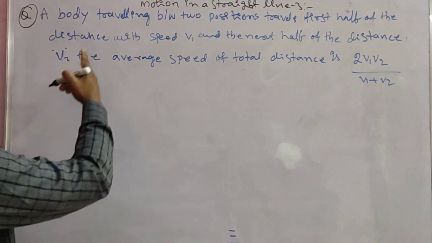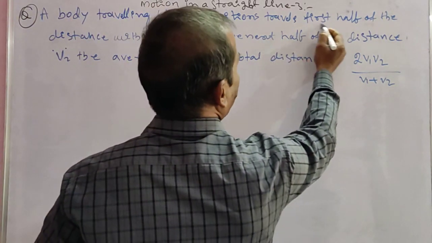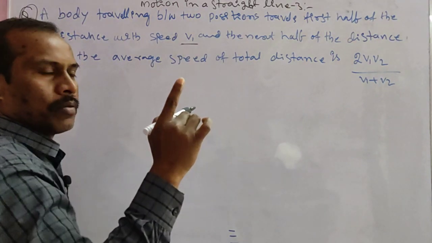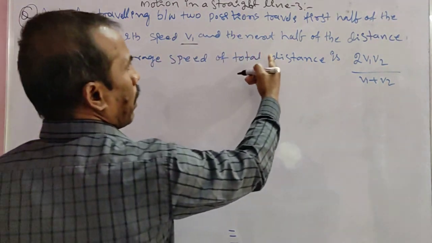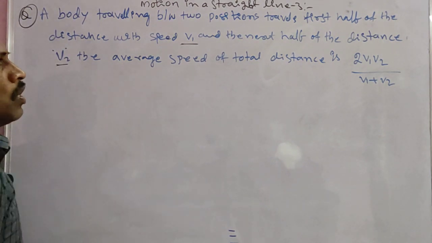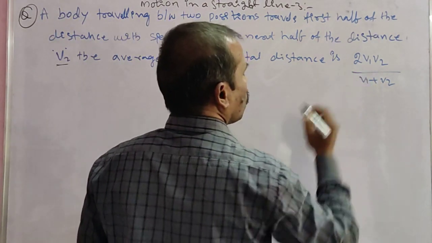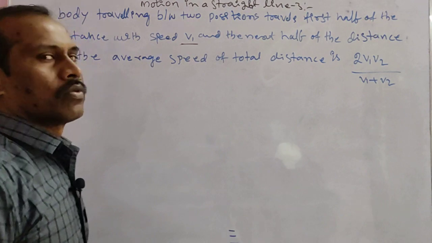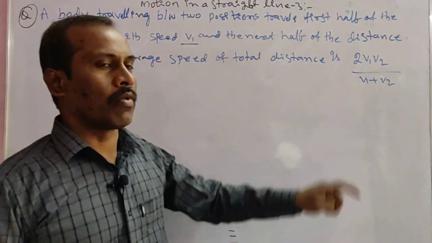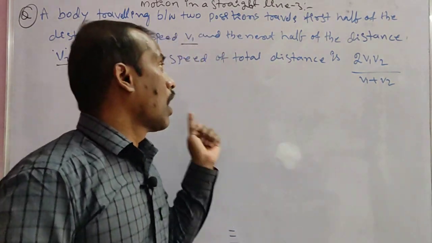A body traveling between two positions travels the first half of the distance with speed v1, and the next half of the distance with speed v2. The average speed over the total distance is 2 v1 v2 by v1 plus v2. Now how do we get that formula? How to solve this problem? This is based on average speed.